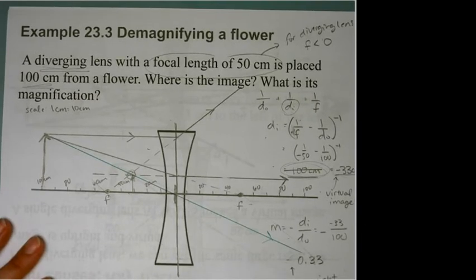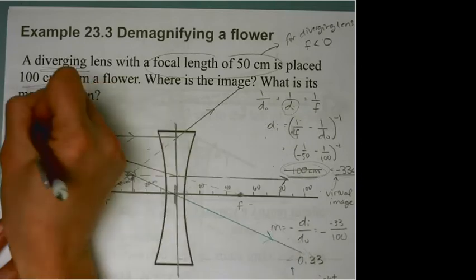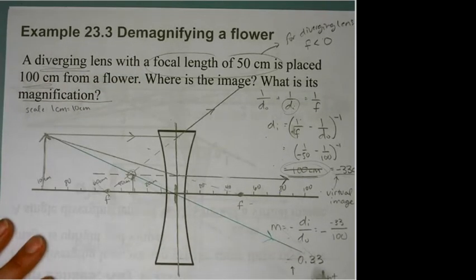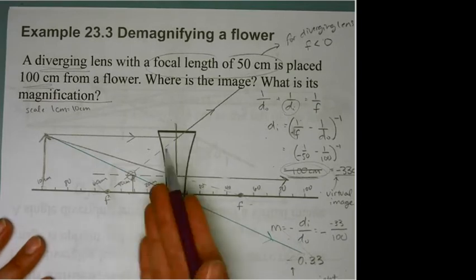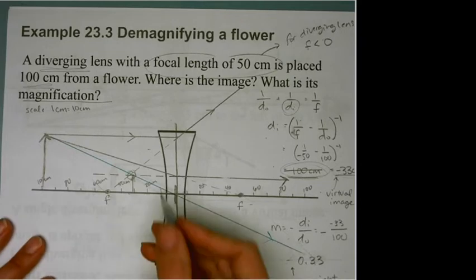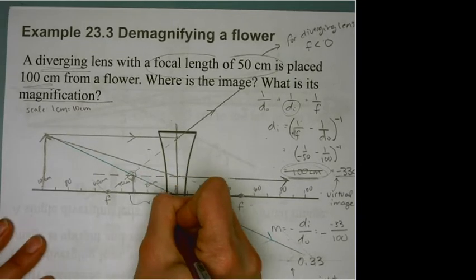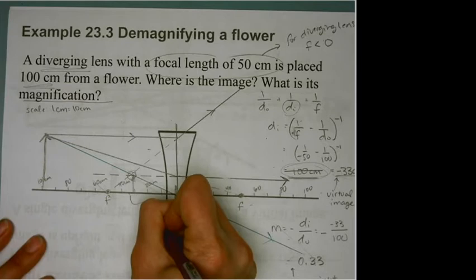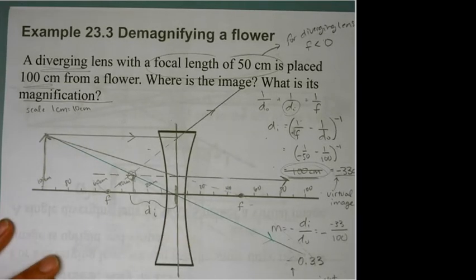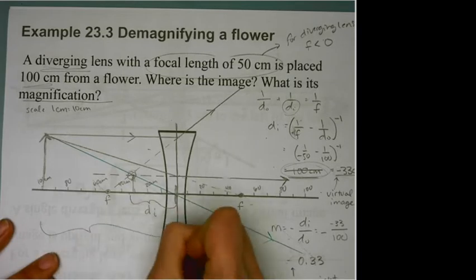Okay, so magnification, just to make sure we've written all the answers. Magnification was 0.33, and the image was 33 centimeters away from the lens, but it's a virtual image, so it's on the same side of the lens as the object. And just to make sure that I'm labeling all these things really clearly, this right here is the image distance, the distance from the center of the lens to the image, and this right here is the object distance.